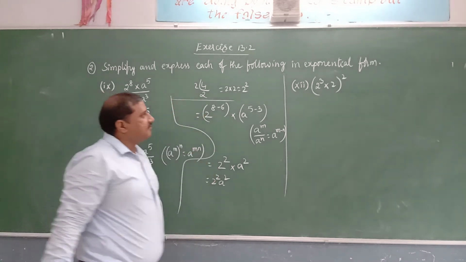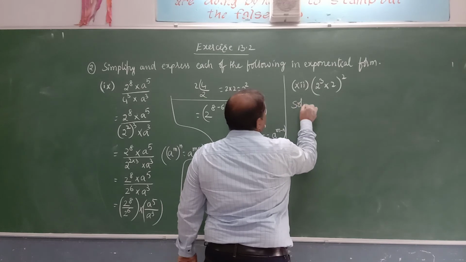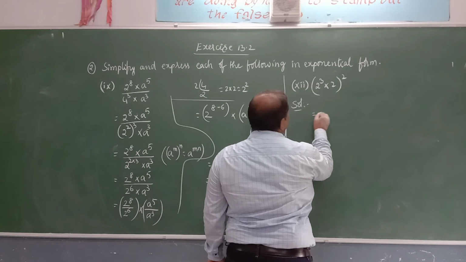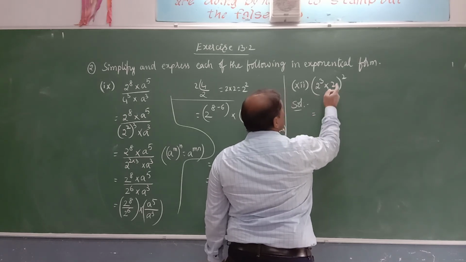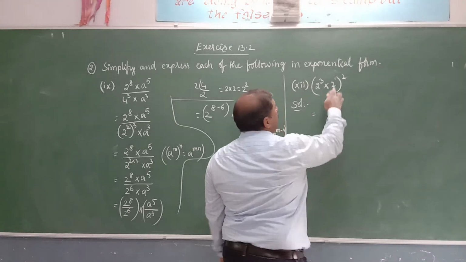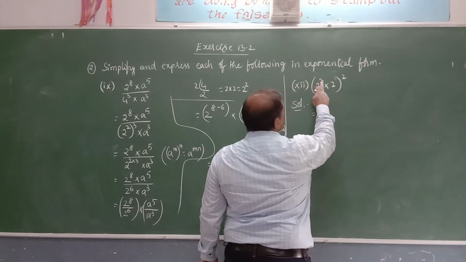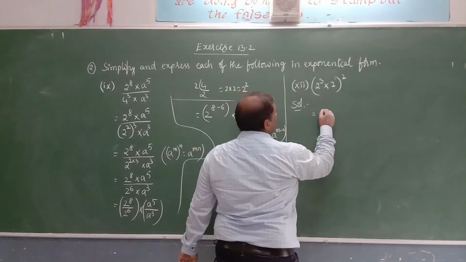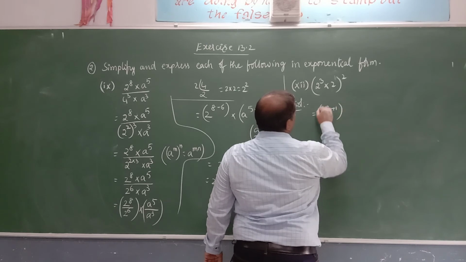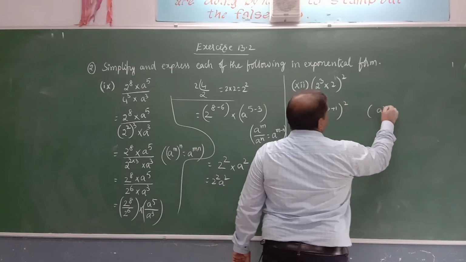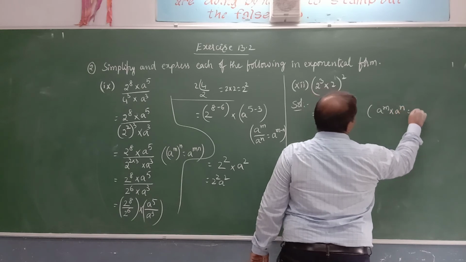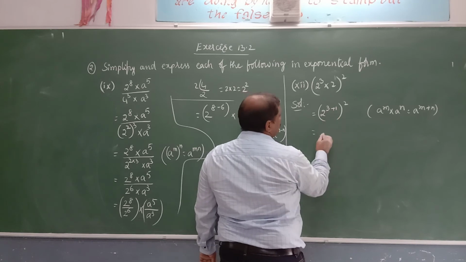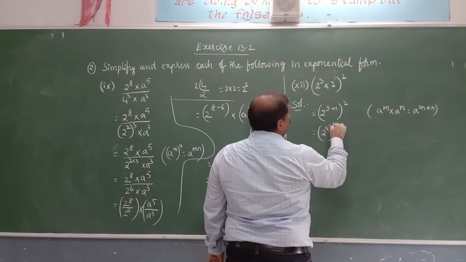Now, see this 12th sum. Here we have 2 cube into 2 whole square. So first simplify inside the bracket. 2 means 2 power 1. So it is in the form of a power m into a to the power of n. Apply the first law of exponents, then we get 2 to the power of 3 plus 1 whole square, since a power m into a to the power of n is equal to a to the power of m plus n. That is 3 plus 1 is equal to 4. That is 2 to the power of 4 whole square.